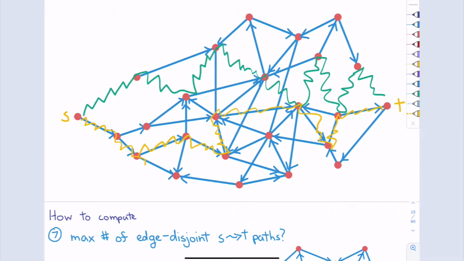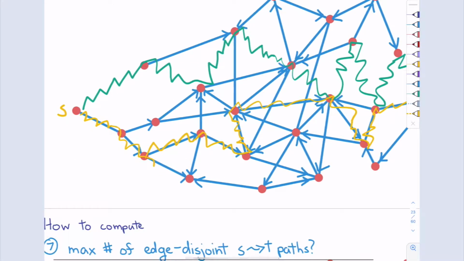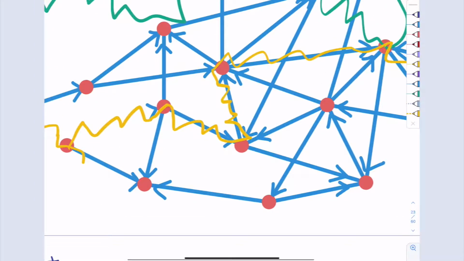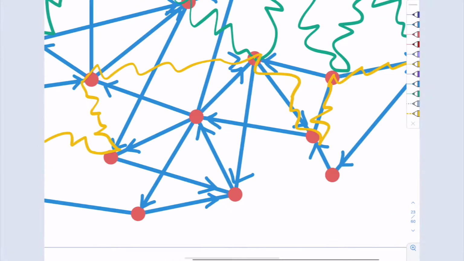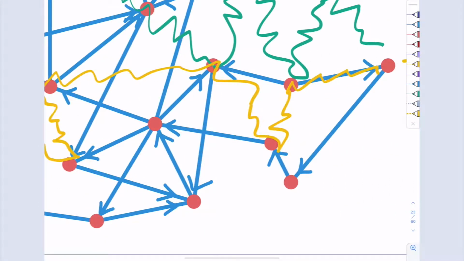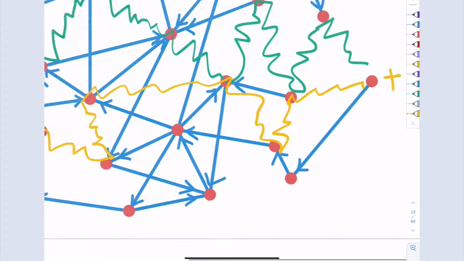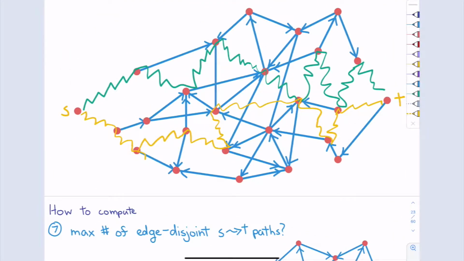I find the next path. I rip out those edges. Yeah. Linear time for a computer is very fast, but for me it's boring. So we rip out those edges and I look for another path and say I can't find another path.